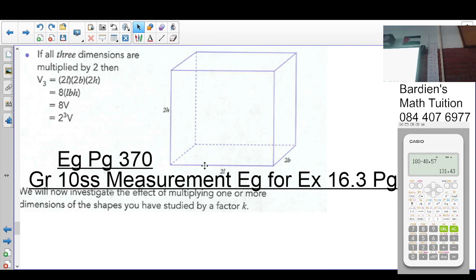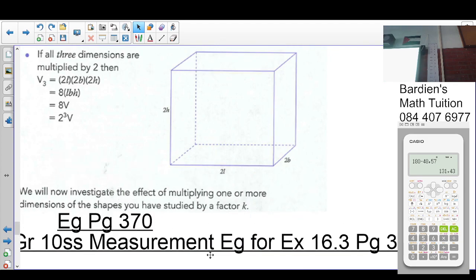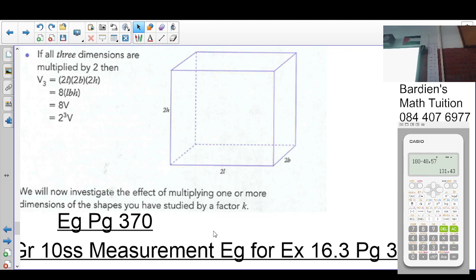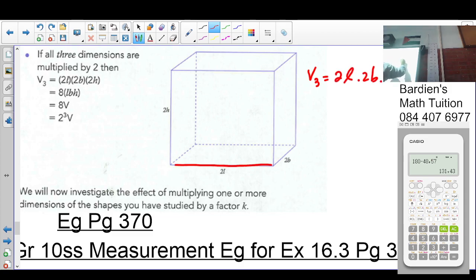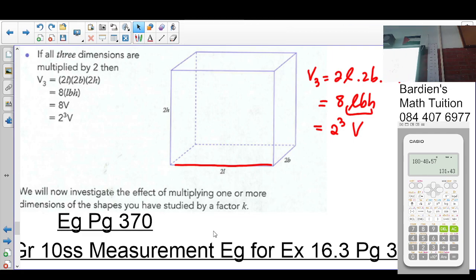If we look at the next one, all 3 lengths are doubled. So the volume in the third case is length times breadth times height. My length is now 2 length, times 2 breadth, times 2 height, which is simply 8 LBH. But what is LBH? The volume of the original shape. And 8 can be written as 2 cubed times the volume of the original shape.